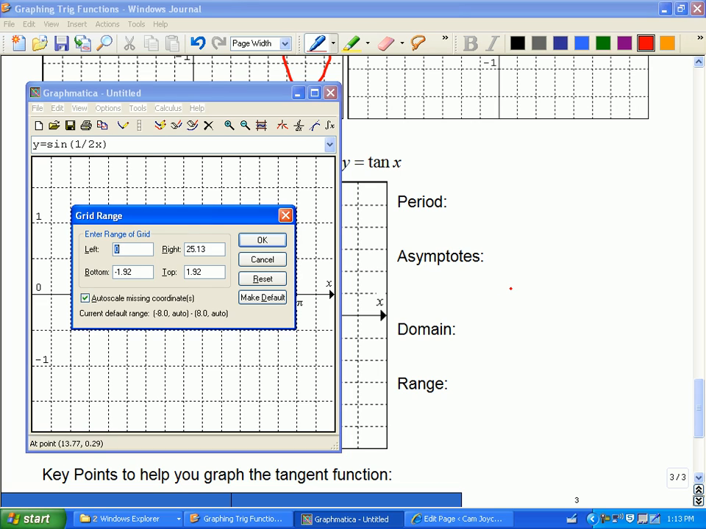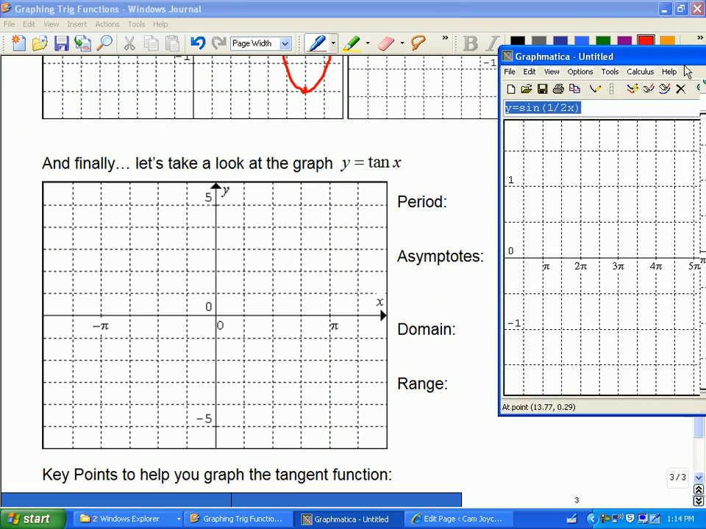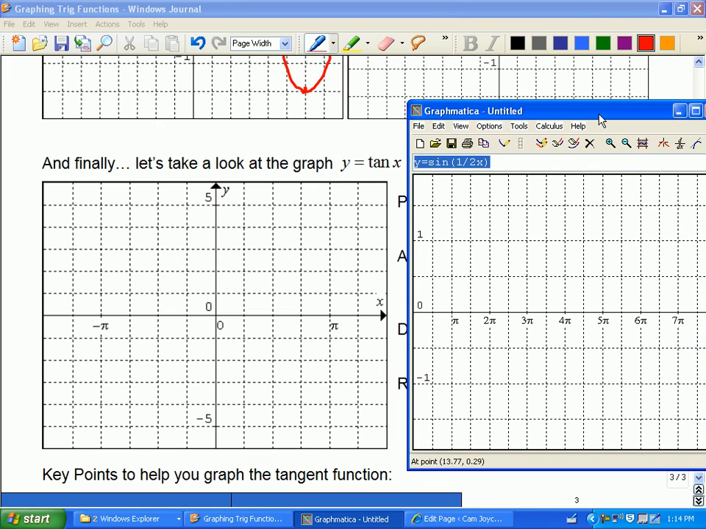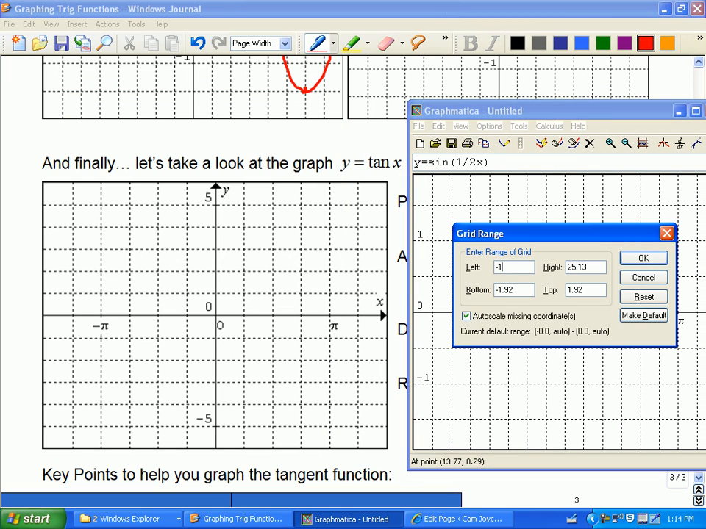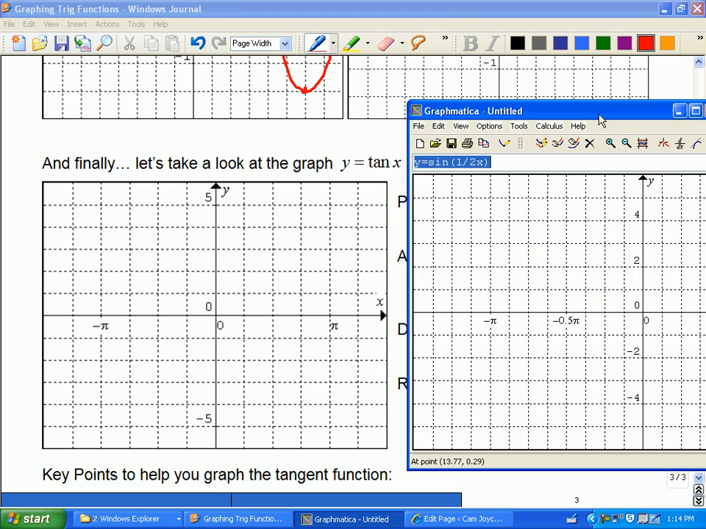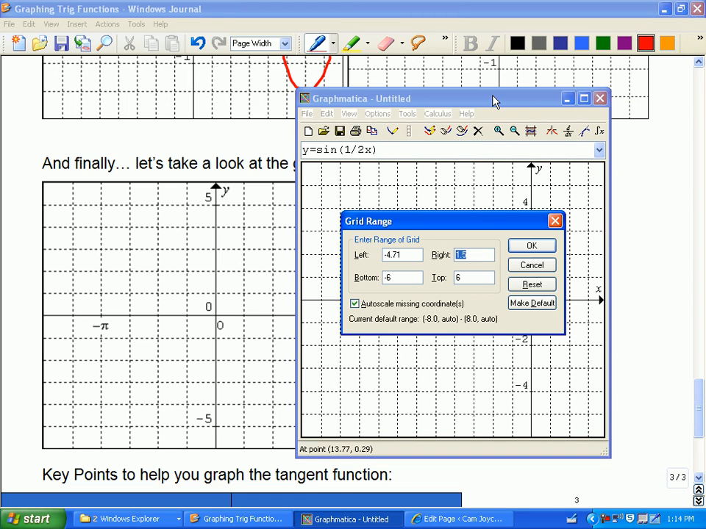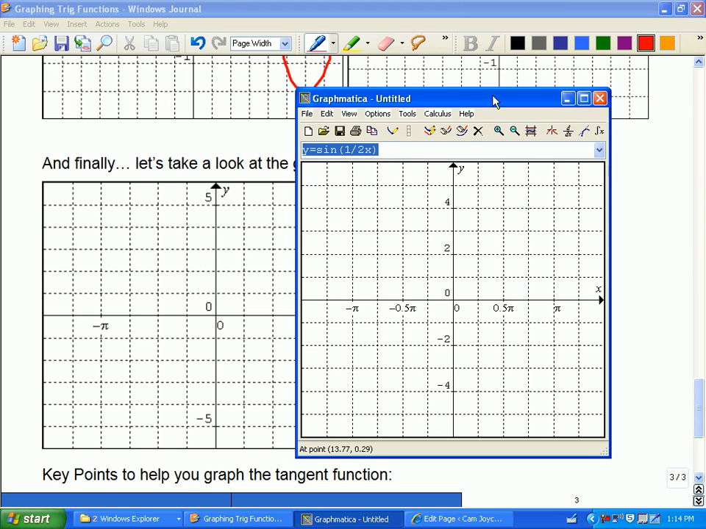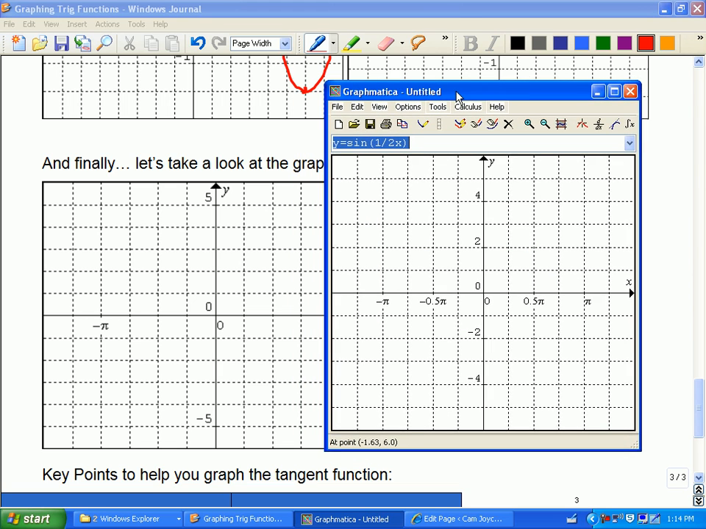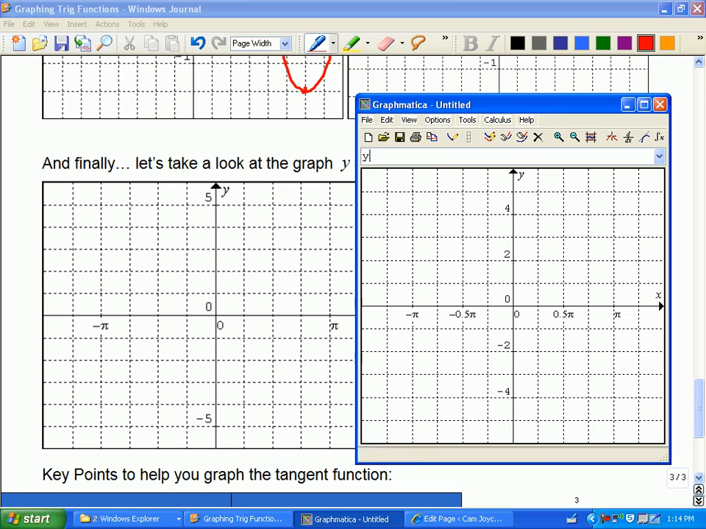So I am going to change my window. Oops. Just move this over for a sec. So it matches the one, oops. There, okay. So then I'll put in the tangent of x graph so we can see what it looks like.